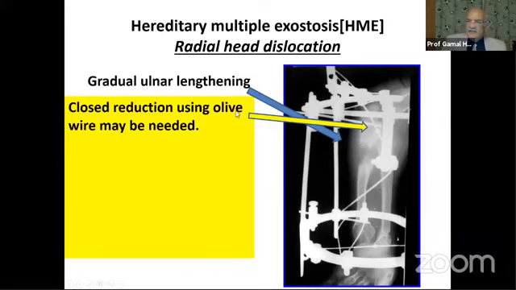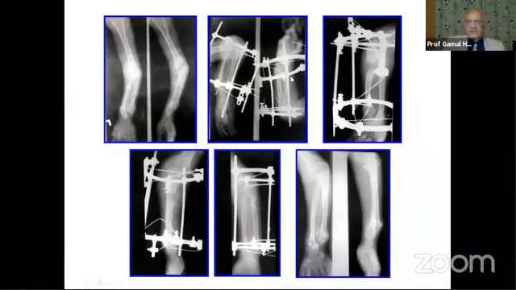Then we use the olive wires to do closed reduction, using gradual distraction 1 millimeter per day. So in such a case, we use two techniques. Closed treatment of the distracted radial head, and first we did lengthening of the ulna, so we can use both of them at the same time. And you see here the same patient with the lengthening, then correction of the dislocation. See the patient before, and this is at the end.